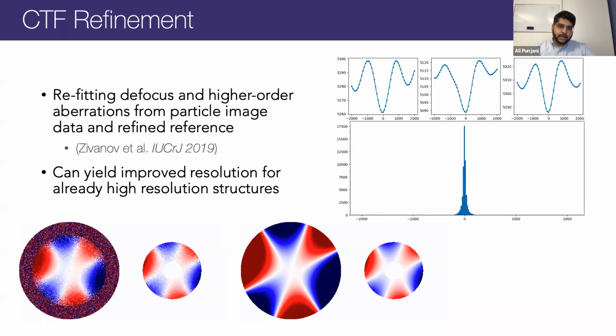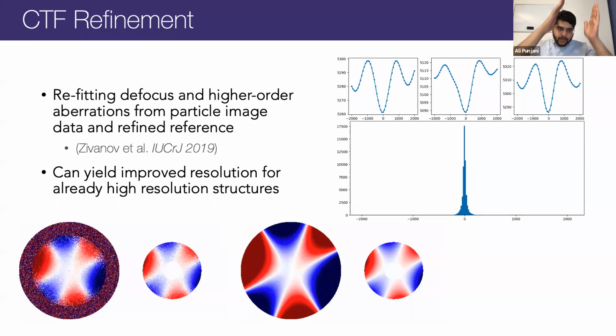Likewise, there's a second kind of CTF refinement that we can consider doing. This approach corrects higher order aberrations, including things that we heard about in our first day's lecture: beam tilt, coma, and higher order aberrations like trefoil and tetrafoil. These are all standard optical phenomena known for electron beams or optical beams that describe the advancement or the phase difference in different parts of the diffracted beam coming off of the sample. They're caused by various aberrations in the microscope. For example, beam tilt is the most common one.